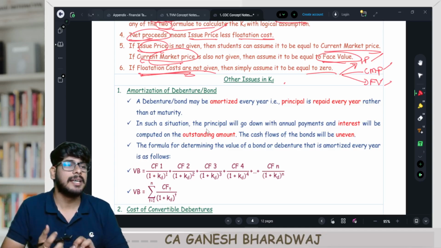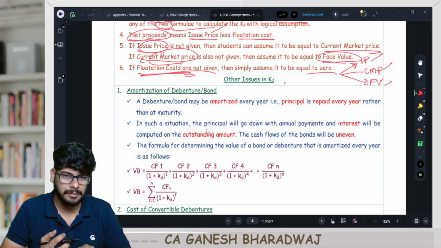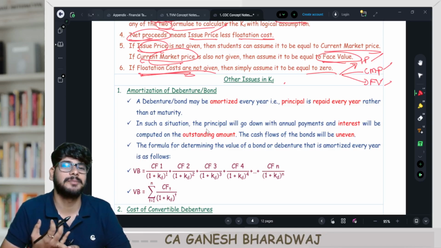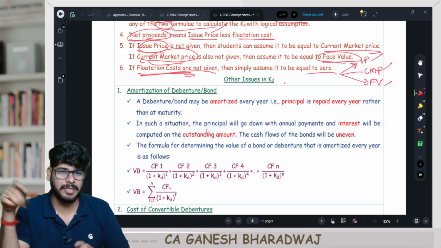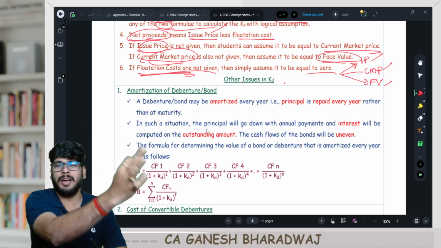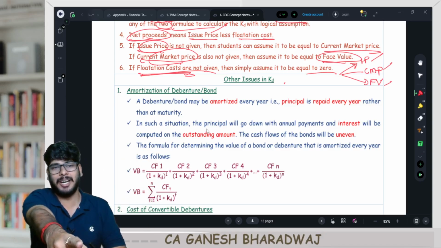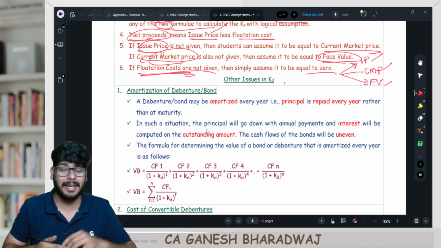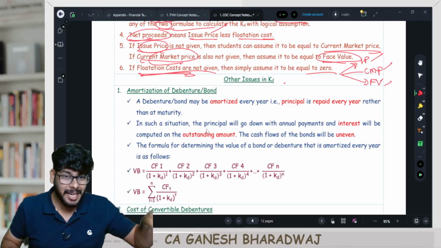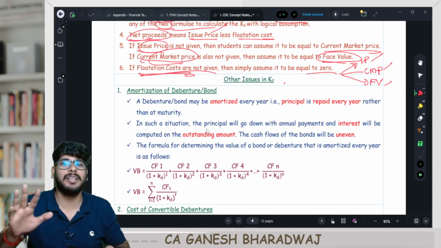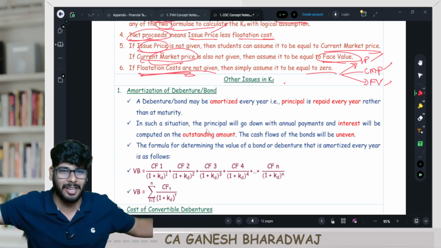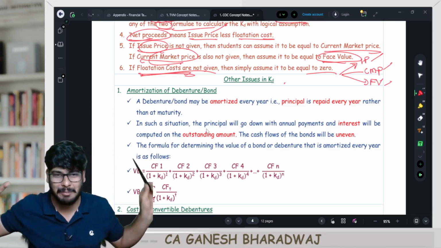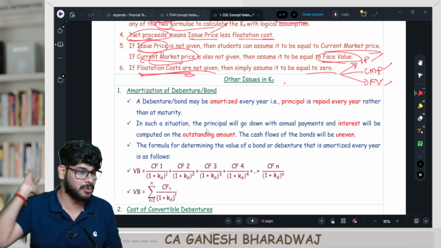So with this, KD is done. KP is also over. KP is cost of preference. Exactly the same as KD, except for the fact that in KD, the cash flows will be I into 1 minus T. Here all the cash flows will just be preference dividend without adjusting taxes. That's all. The entire KP is also over. I will walk you through that. We will also do some here.